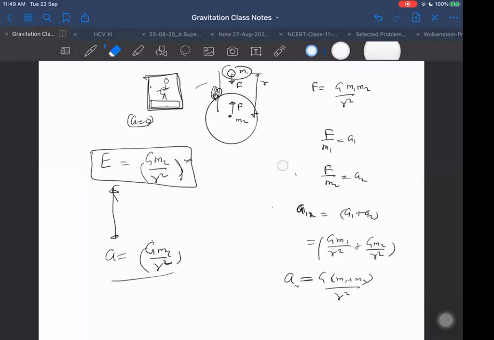Yes, sir. The acceleration we are finding will be the acceleration of that body only, sir. Yes, because in that case, relative acceleration will just become equal to the acceleration of that body.